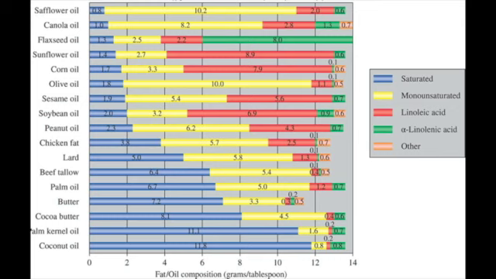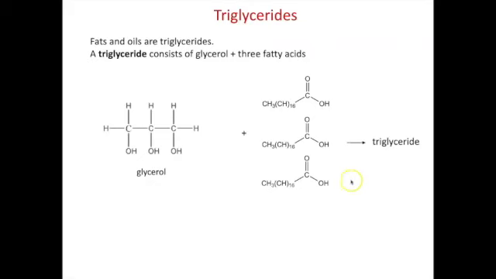So there are fatty acids in foods, and any one food is not just one fatty acid. There's going to be a mixture of saturated, monounsaturated, and polyunsaturated fats, and that's because what you have in food are triglycerides. So triglycerides are a glycerol with three fatty acids.